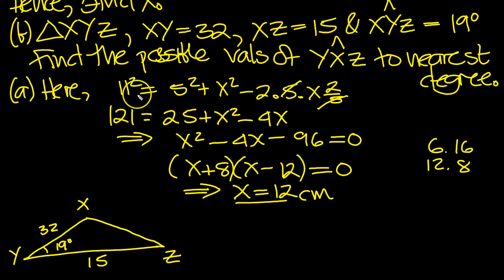And this is 15. So it should have been the other way around. So maybe if I put this as X and that Z, that might look pictorially a bit better, mightn't it? So let's do that as X, let's do that as Z. And then we've got XZ. The angle XYZ is 19 degrees. XY is 32. XZ is 15. There we go. Okay, good. And also now find the possible values of YXZ. So YXZ, we need to find this angle here, don't we?